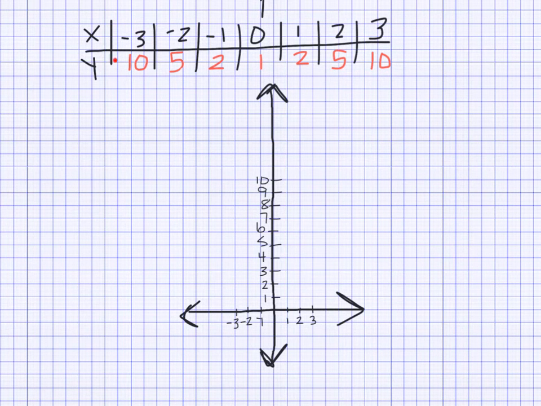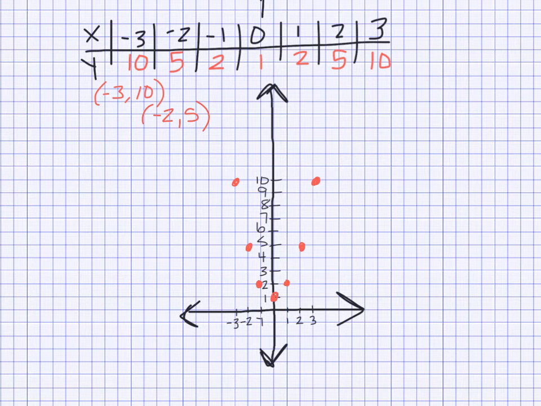So first up, we got -3, 10. Remember, that is the point -3, 10. So I need to come over -3 in the x direction, and then I go up to 10 in the y direction, because this was the x, this is the y. So the point ended up being right there. Next up, we got -2, 5. So I'm going to go over to -2 and up to 5, and that's going to take me right here. Then -1, 2; 0, 1; 1, 2; 2, 5; and 3, 10.